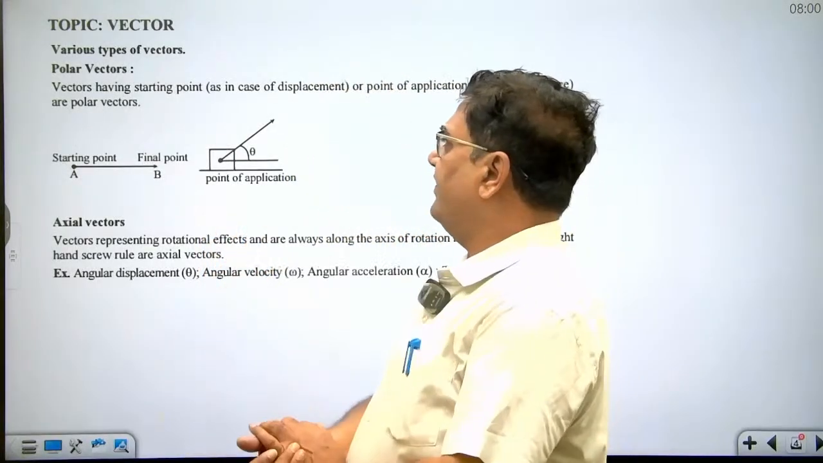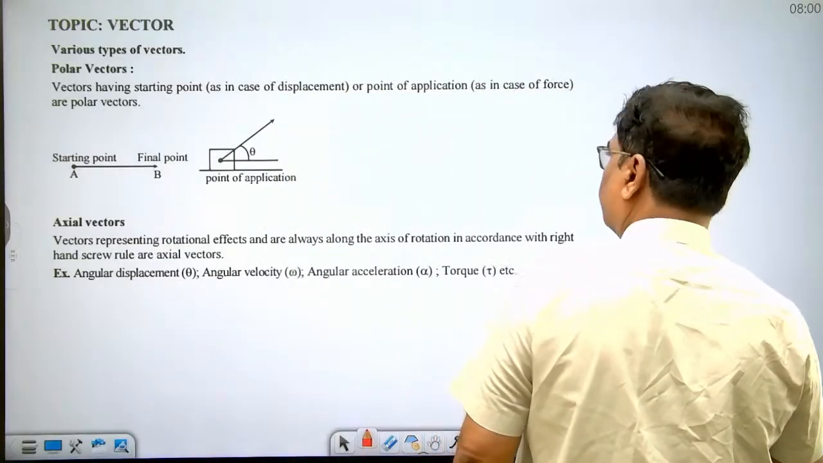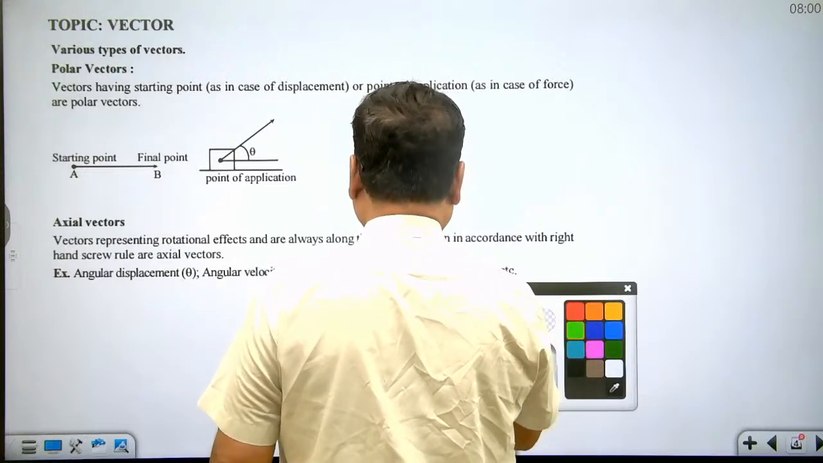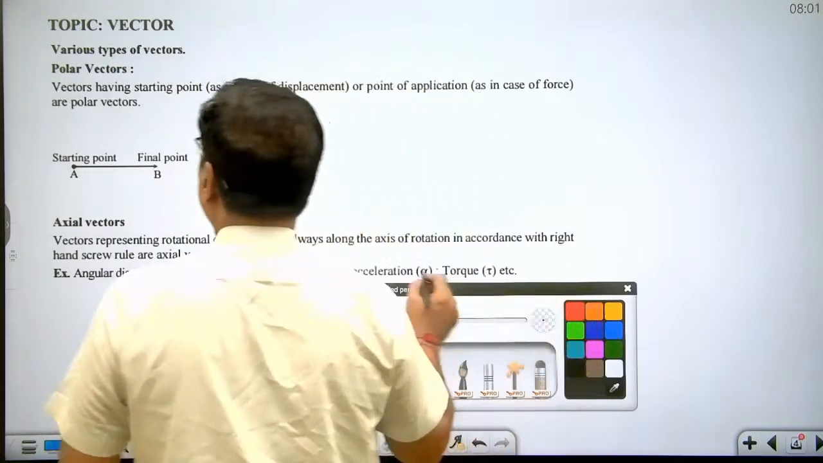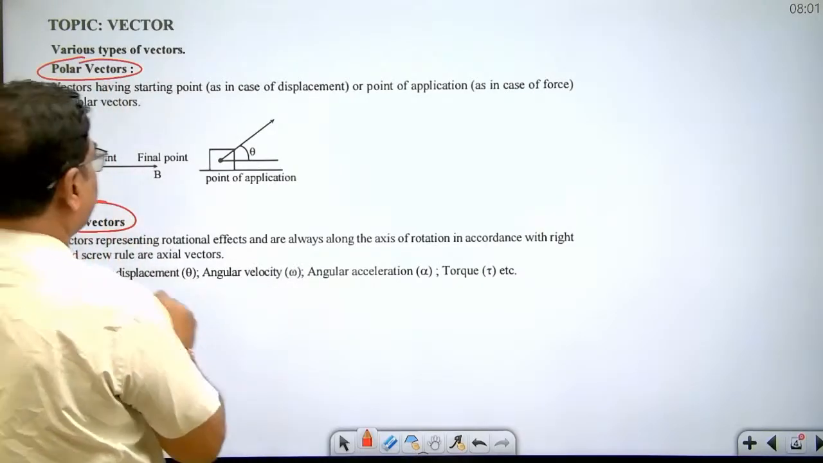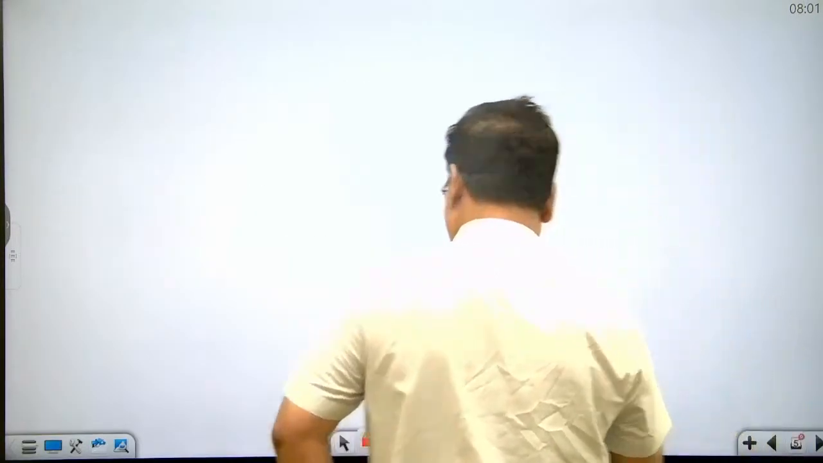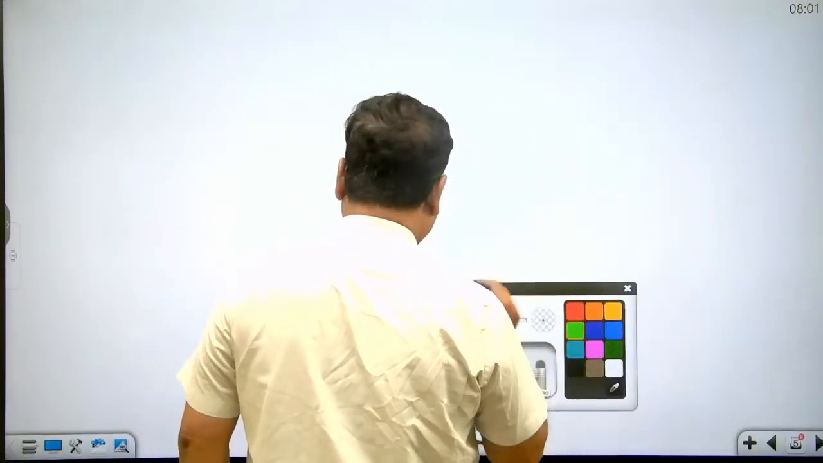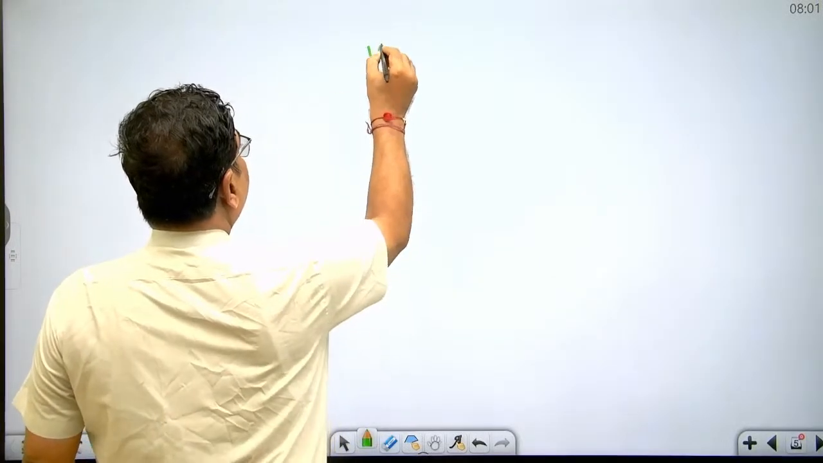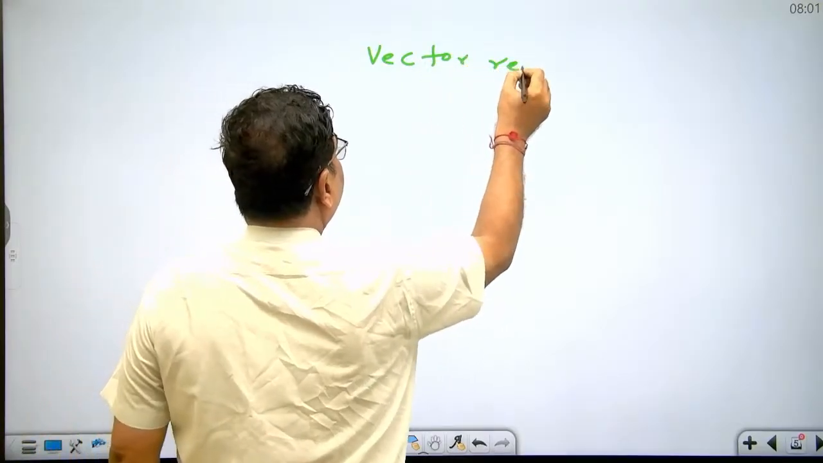Now we will study various types of vector, okay. So let's study vector classification. One by one I will teach you all types of vector, like polar vector, axial vector, and so on. First of all, you should learn vector representation.